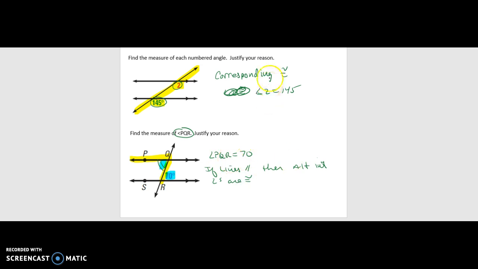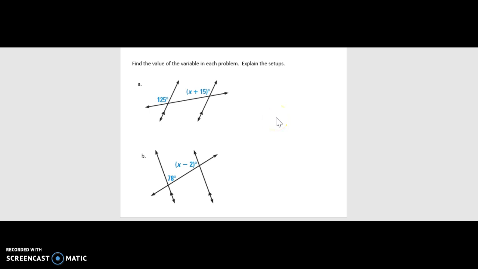Okay? So anytime they ask you to justify your reason, which these all did, it should technically be in this if-then form, but I'm not going to be super picky right now. Okay, now when we get into the algebra part, don't make this harder than it needs to be.